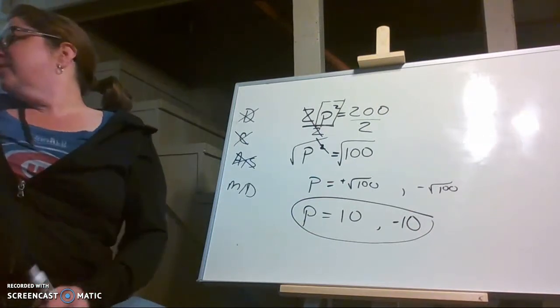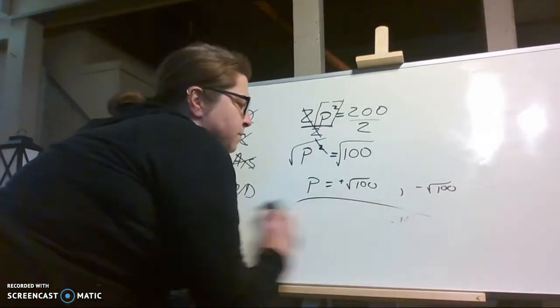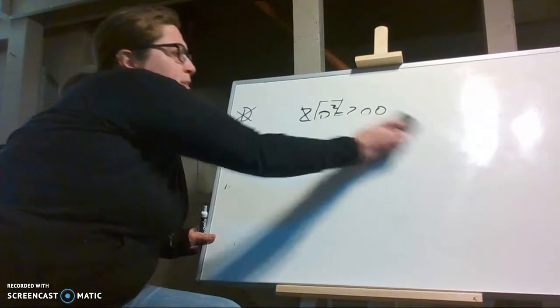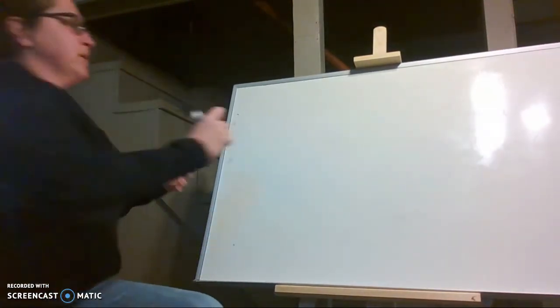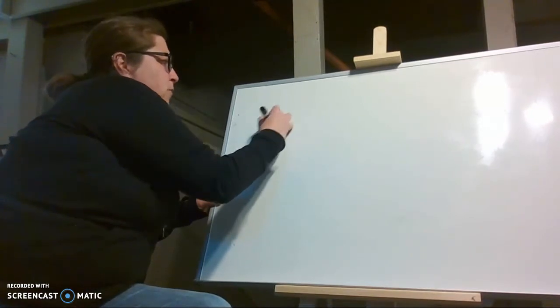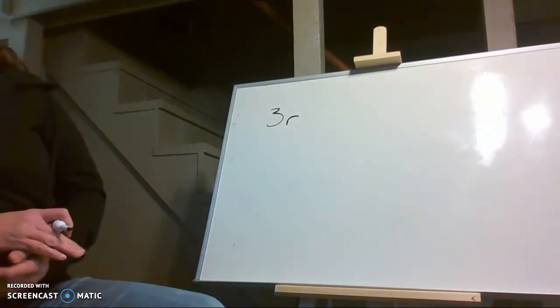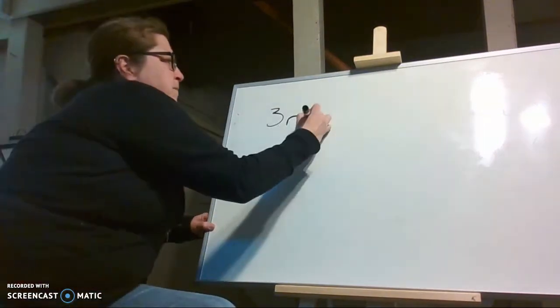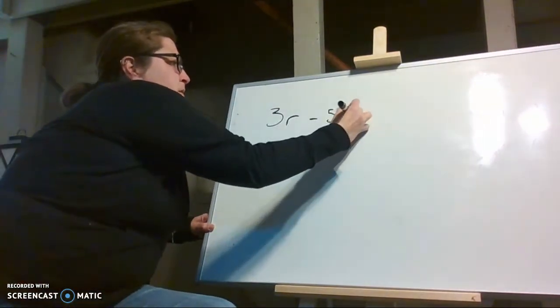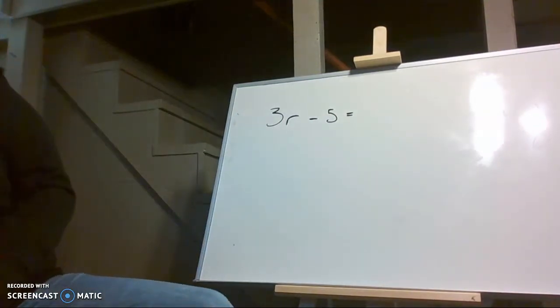All right, I want to do one more with you guys. And again, we're just following the same rules that we've always done, right? So here's the next one I want to give you. I'm going to give you 3r, sorry, look at my notes, minus 5. And that's going to equal 43.